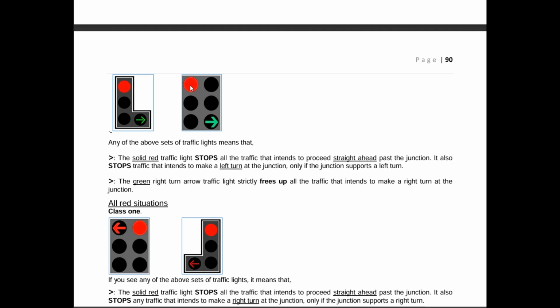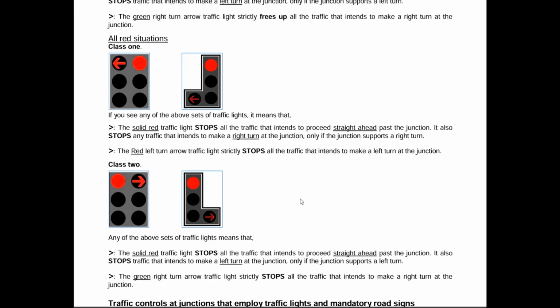So am I clear with this? Just to repeat for you maybe. In any of these situations, if you're turning right, proceed. If you are proceeding straight ahead, do not go. If you wish to turn left at the junction, do not go. So I hope that is clear with everyone.